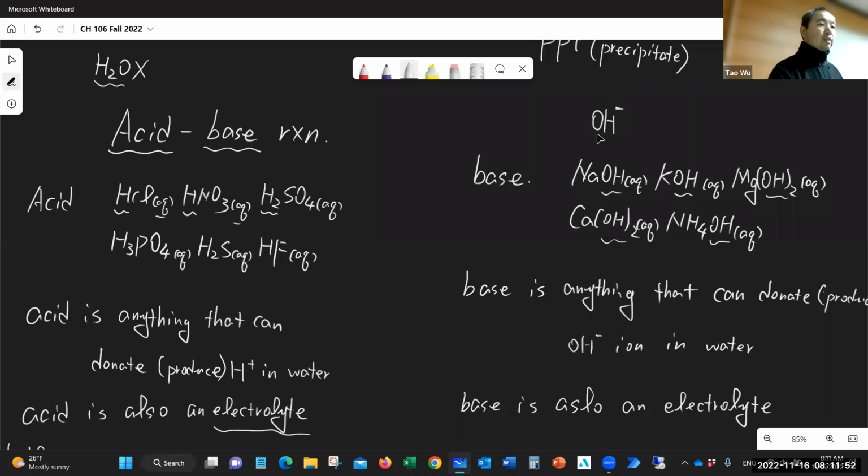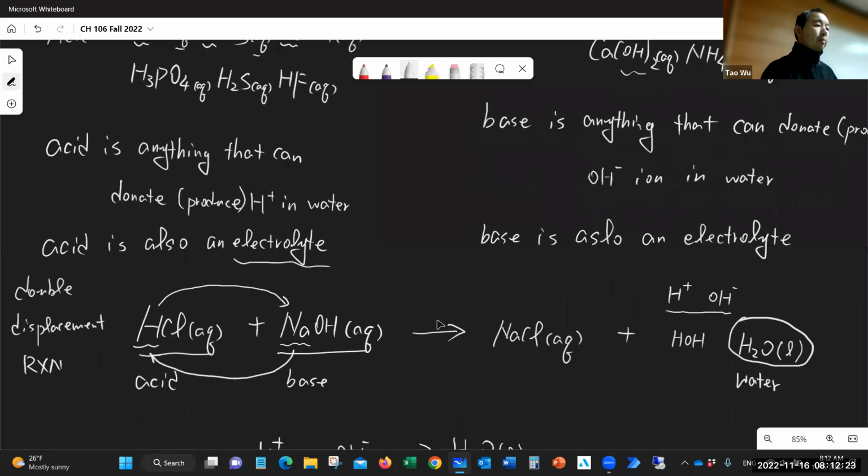A base is one containing hydroxide ions. Those are all bases. In other words, a base is also an electrolyte. They can also generate cations and anions in the solution, which can conduct electricity. So a base is anything that can donate or produce hydroxide ions in water. This is a base.